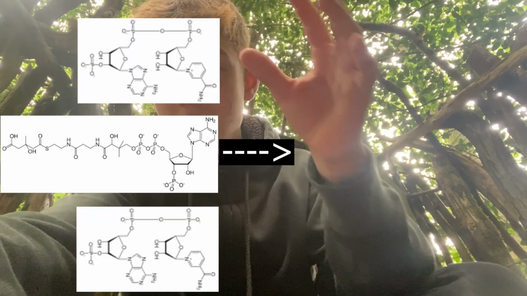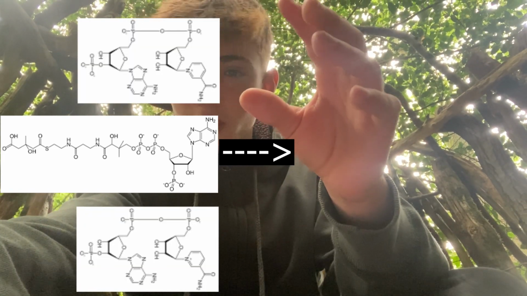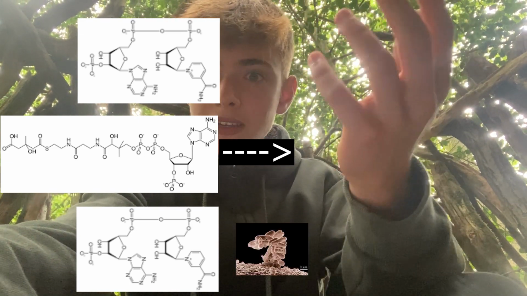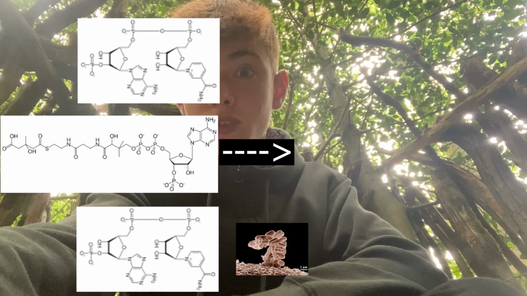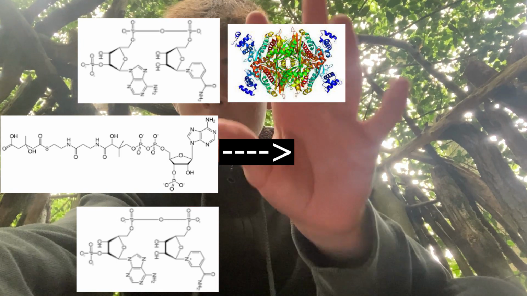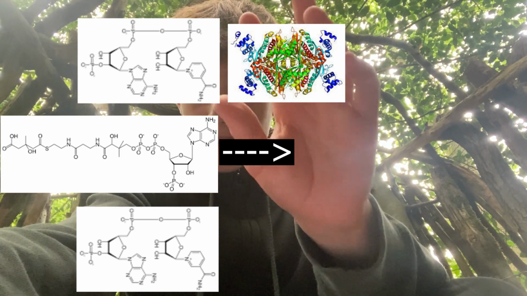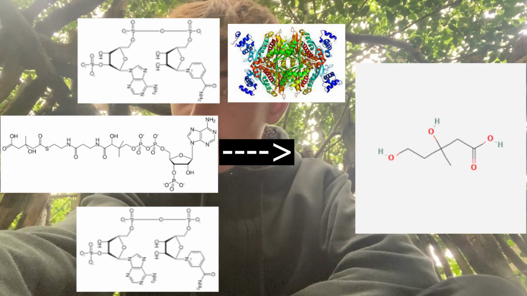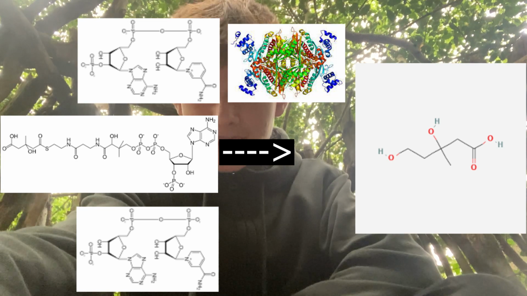And then once you get HMG coenzyme A, you combine it with 2 NADPH, which are little chemical things that are produced by a certain bacteria called E. coli. Then you take the enzyme HMG CoA reductase, and then you get mevalonic acid. That's how you pronounce it.